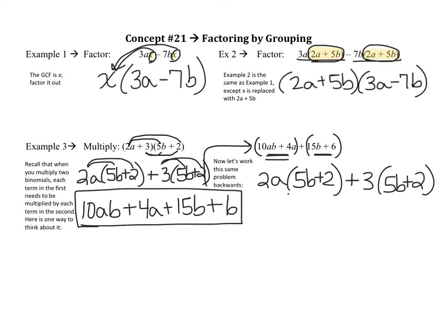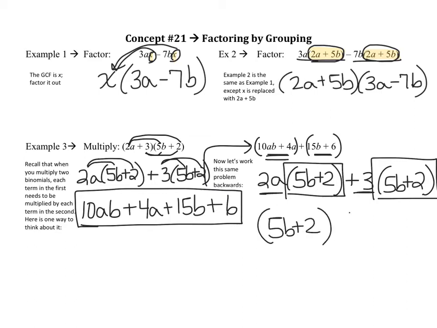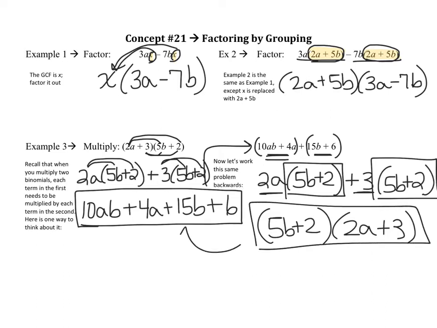So now if you take a look at what I have, my GCF is 5b plus 2. I can pull that out to give me 5b plus 2, and then I'm left with 2a plus 3. This is called factoring by grouping. So if you take a look, these are the factors of that, right? This was the problem. I ended up with that. I went backwards and I got the factors. So let's take a look at a few more.